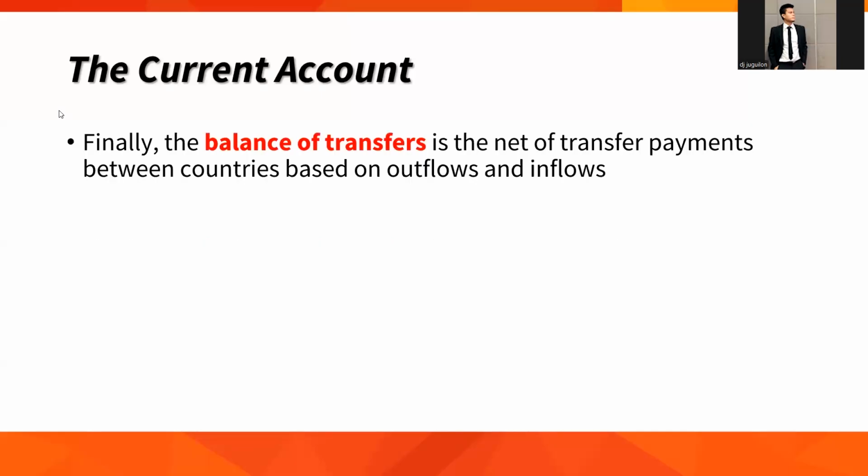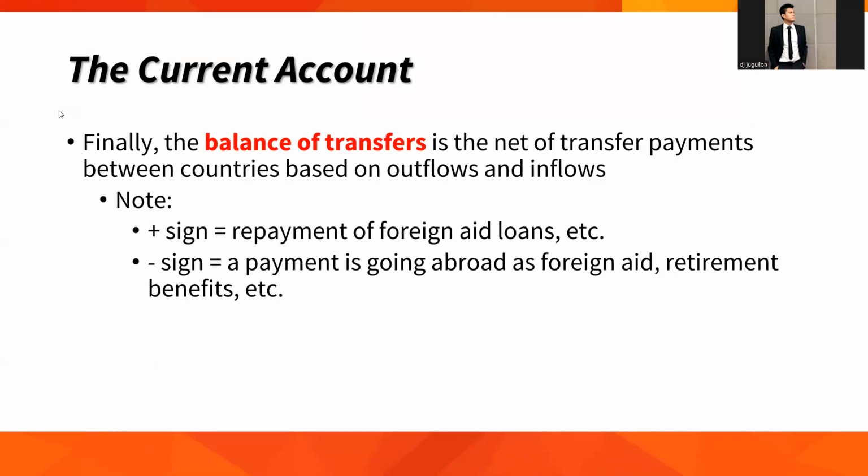Last is the balance of transfers, which is the net of transfer payments between countries. And if it is a positive sign, it means repayment of foreign aid loans. If it is a negative sign, it means a payment that is going abroad as foreign aid or retirement benefits. Oh, by the way, balance of transfers also includes the remittances.